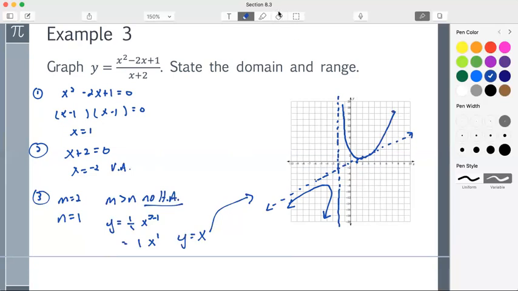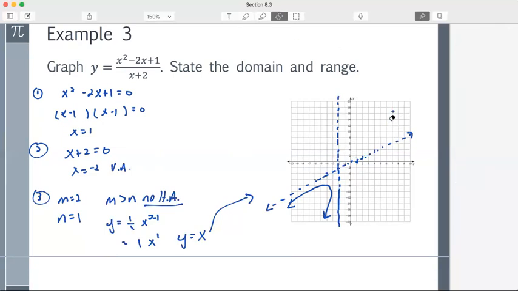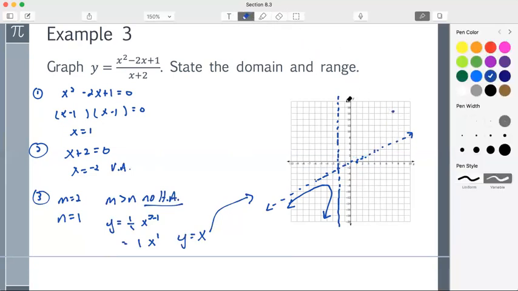But then if we pick points, we're going to get something that looks like this. Let me erase this top part here. It's going to come down, it's going to touch this and come up this way. And there's your graph. Again, pick as many points as you want to get the actual graph.